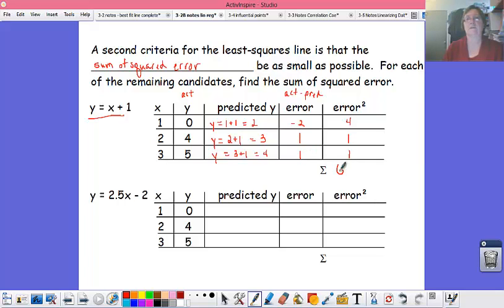That's a sum of squared error of 6. Remember, the least squares line makes that sum of squared error as small as possible.